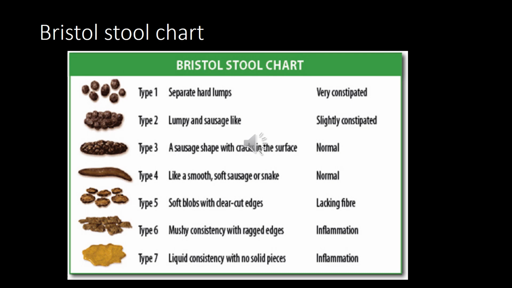Then we come to type 5, which includes soft blobs with clear-cut edges. It occurs when there is a lack of fiber content in our food. Type 6 is a mushy consistency with ragged edges, which usually happens in case of inflammation. And type 7 is a liquid consistency with no solid pieces. It occurs in case of inflammation, or you can say diarrhea, as well.